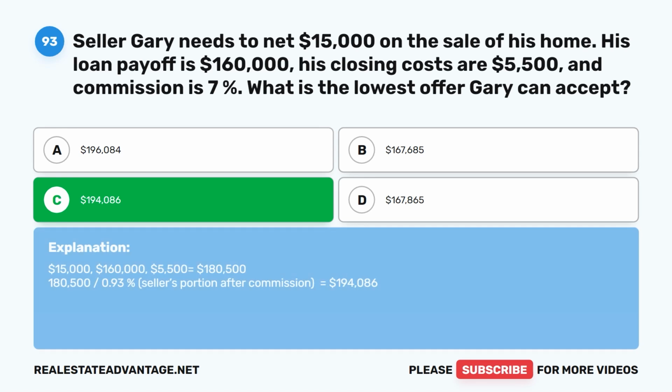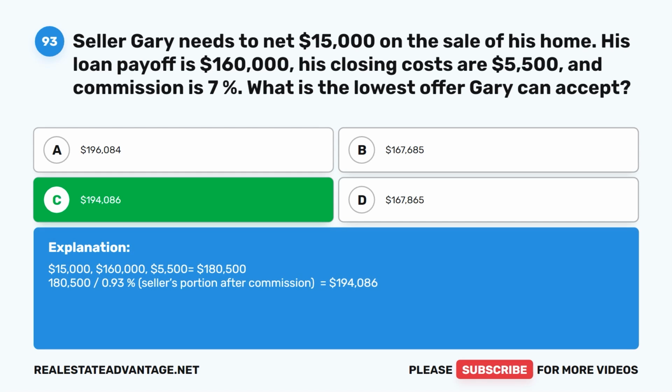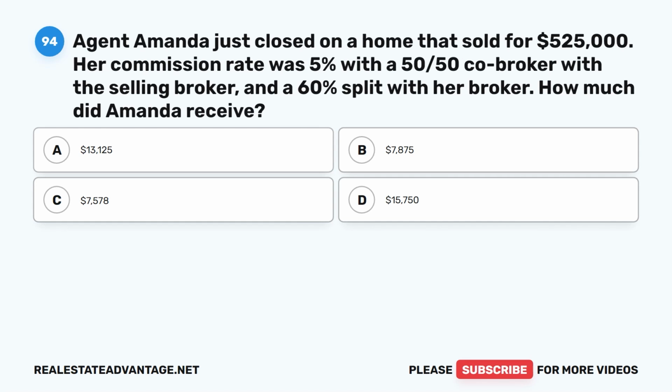$194,086. $15,000 plus $160,000 plus $5,500 equals $180,500. $180,500 divided by 0.93, the seller's portion after commission, equals $194,086.